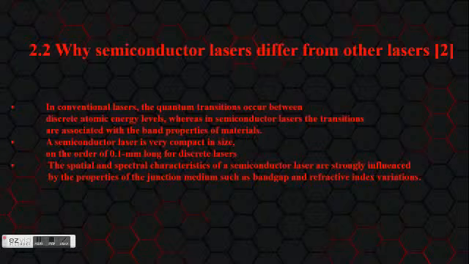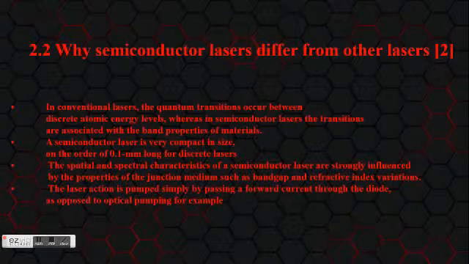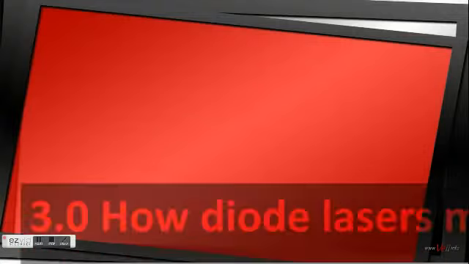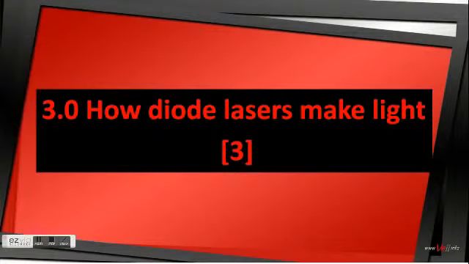3. The spatial and spectral characteristics of a semiconductor laser are strongly influenced by the properties of the junction medium, such as band gap and refractive index variations. 4. The laser action is pumped simply by passing a forward current through the diode, as opposed to optical pumping, for example.